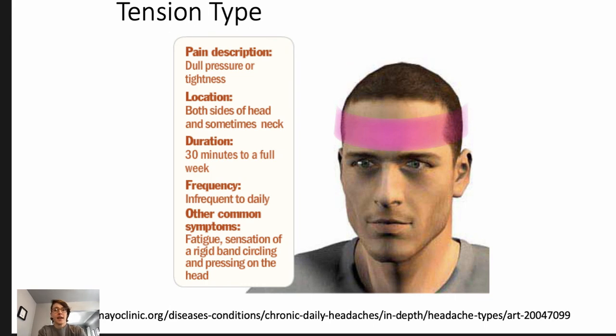Different types of headaches, though. There is a tension type headache, so it's a dull pressure tightness, usually described as a band around the head. This can last pretty variable, 30 minutes to a week. The frequency can vary as well, and other common signs that accompany this are that they're tired, that there's a sensation of a circular band on the head that's kind of tightening down or tensioning on the head.